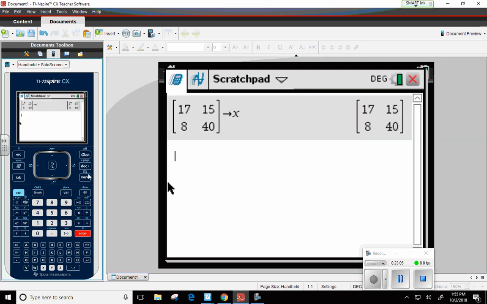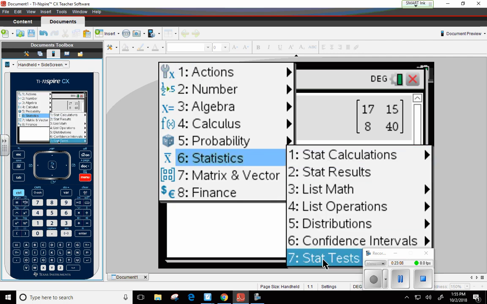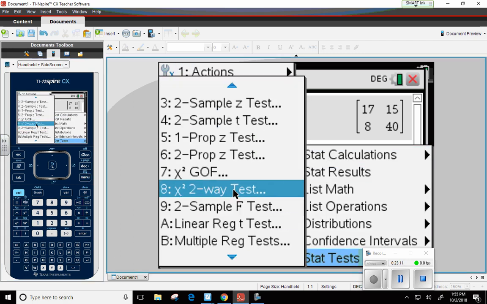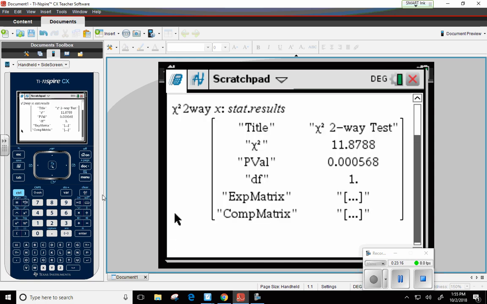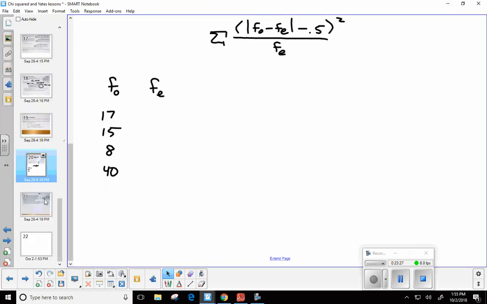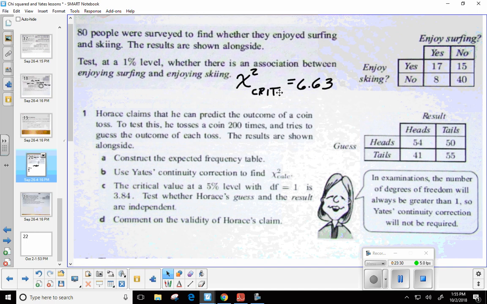All right. Now, like we've seen several times today, menu, statistics, tests, two-way test. Okay, for variable X. Okay, so according to this, we're going to get a chi-squared value of 11.88. Now, compare that to what Gabby told us was our critical value. Since our value was bigger than this one, what are we saying? Is there a relationship between enjoying surfing and enjoying skiing? Okay, according to this, there's something there.